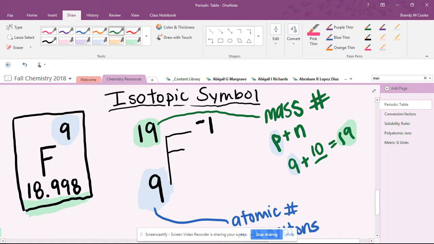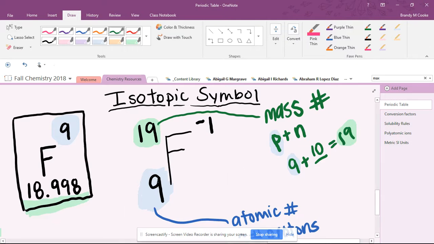So that's really helpful. Otherwise, we'd just be guessing: is it the typical isotope or is it another isotope? We don't know. So the isotopic symbol tells us which isotope we're looking at, what the mass number is, and how many neutrons there are. So we can easily figure that out.